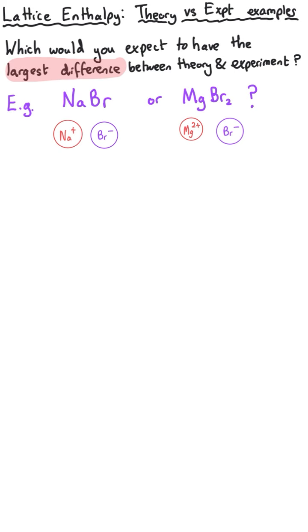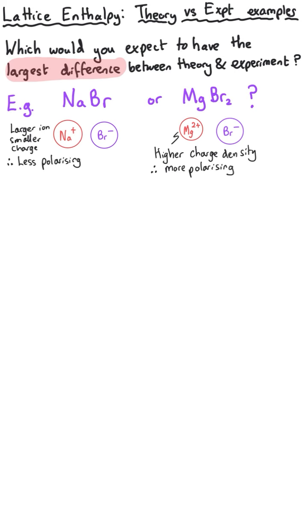The sodium is 1+ and larger than the magnesium, which is 2+. And so therefore the charge density will be greater on the magnesium ion. So there will be more polarization of the bromide ion in magnesium bromide. And as a result of that, there will be more of a difference between experiment and theory, and there will be more additional covalent character in magnesium bromide.